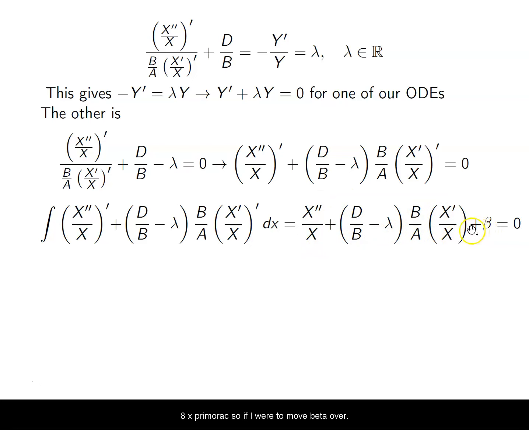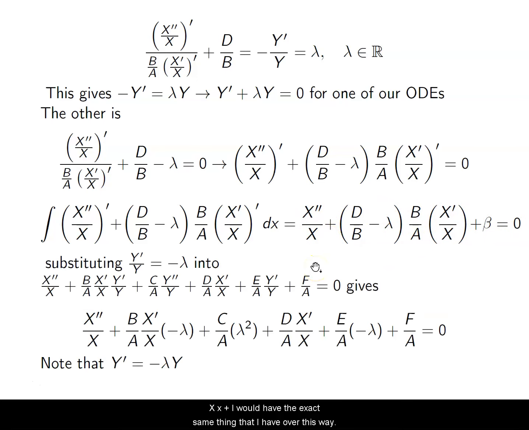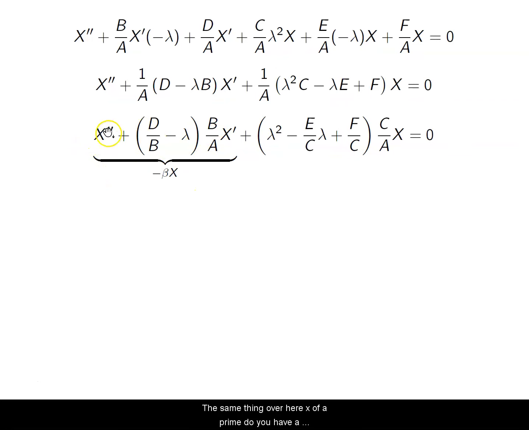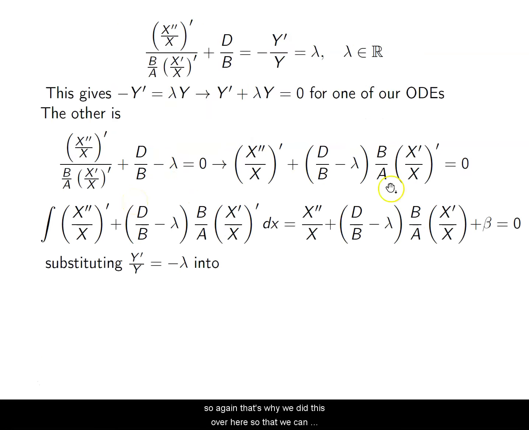So if I were to move beta over and multiply everything by x to get rid of this denominator, x double prime and x prime, then the right hand side would be negative beta times x, and I would have the exact same thing that I have over here. Let's go back this way. The same thing over here: x double prime d over b minus lambda b over a x prime. That is negative beta over x. So again, that's why we did this over here, so that we can make this relation later.